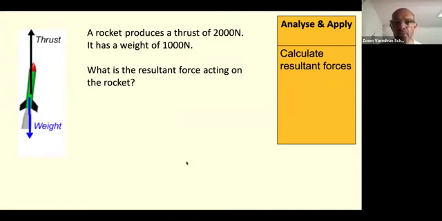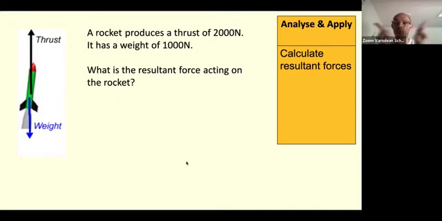Fantastic. So most people said 1,000 newtons, and that's correct because we've got 2,000 up and 1,000 down, so they are in opposite directions. So we take our 1,000 from our 2,000, and that leaves 1,000. And it's 1,000 up. That rocket's going to accelerate because up was the bigger arrow. I can see why people said 3,000 because they've added them together, and that also makes sense.